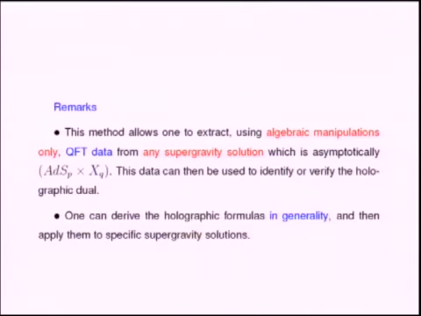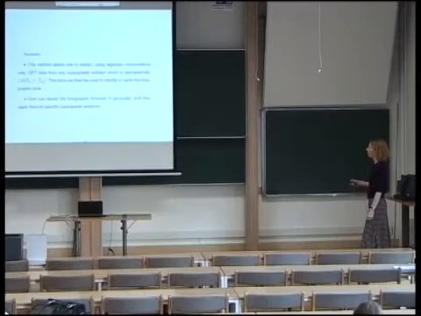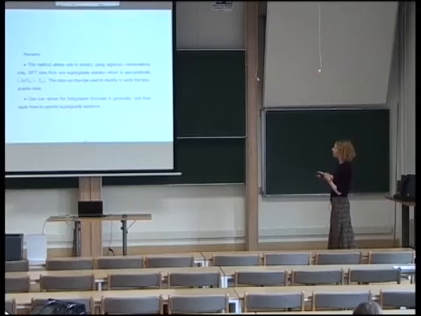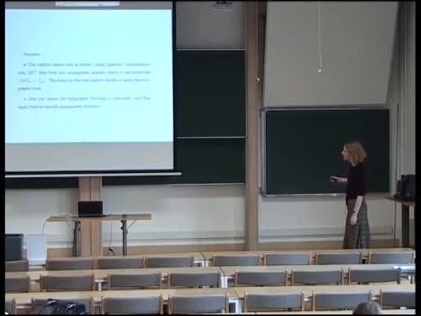Okay, so let me make two remarks. So this methodology allows one to extract, using just algebraic manipulations, the QFT data for the one-point functions, for the deformations, from any supergravity solution which is asymptotically AdS5 × S5. This gives you a lot more data that can be used to identify or verify the holographic dual. If I want to get correlators on top of it, I have to do a little bit more than algebraic manipulations. But okay, for the one-point functions and the deformations, just algebraic manipulations.